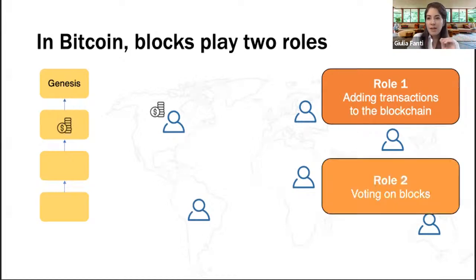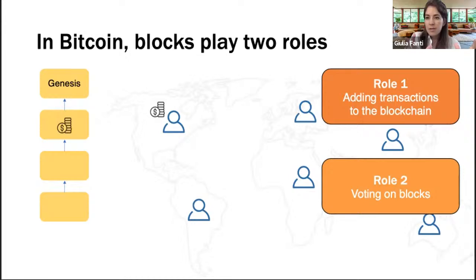But the second, kind of implicit role that blocks are also playing is to vote on other blocks. So every time, for example, I add a block to this longest chain, my block is implicitly saying, I believe that all of the previous blocks in this chain are valid, and I'm affirming that. And that's the sense in which K confirmation is effective. Like these K blocks that we're adding are like K votes for a particular transaction that you're trying to confirm.